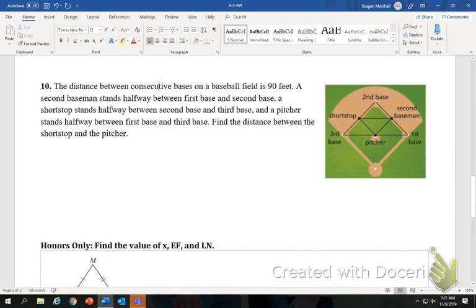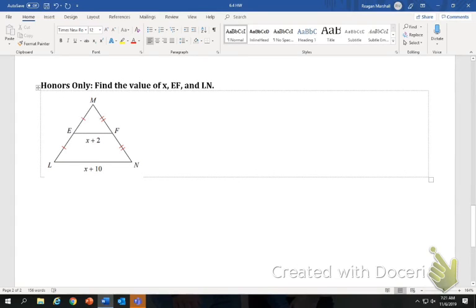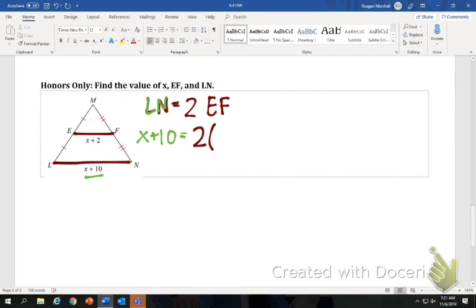Honors, you have one more to do. Find the value of x, EF, and LN. So this will be similar to the ones we were just doing. There is an easier way, though. LN is 2 times EF. It is double the length of EF. So if we know this, we're going to plug in for LN, which would be x plus 10. Then you have 2 times EF, which is x plus 2.